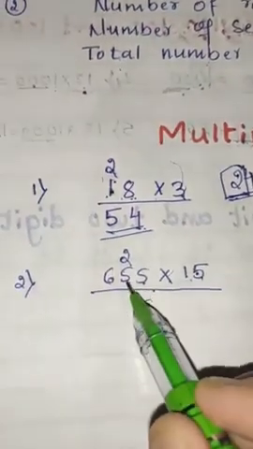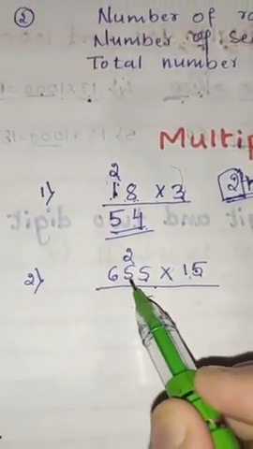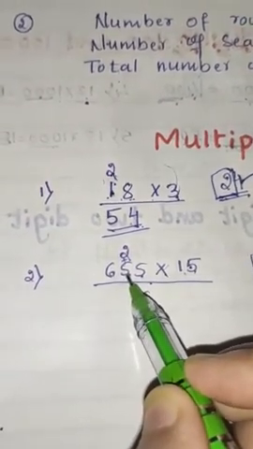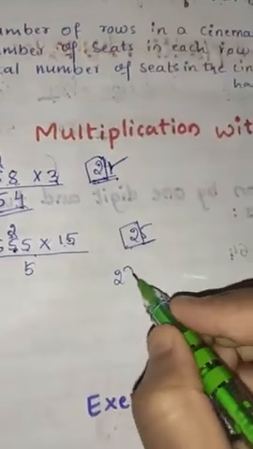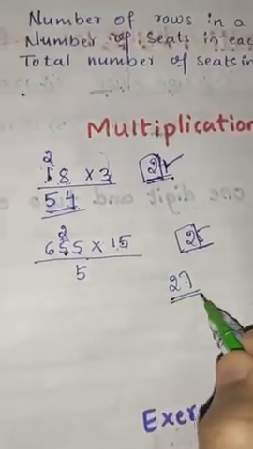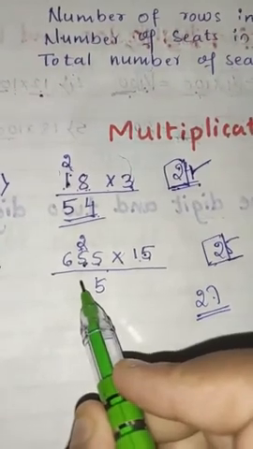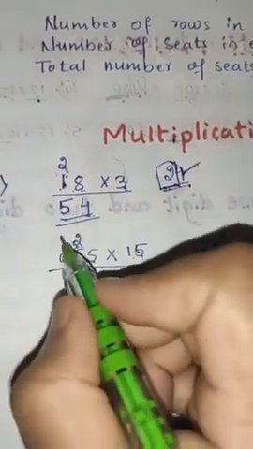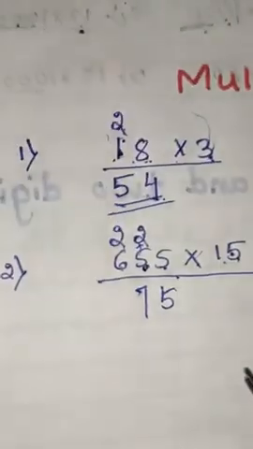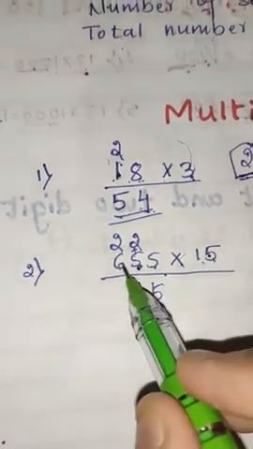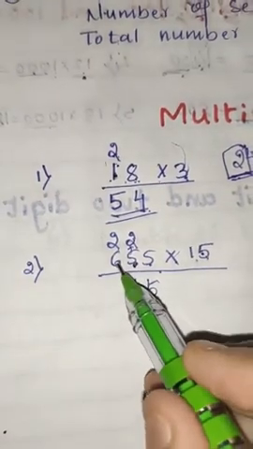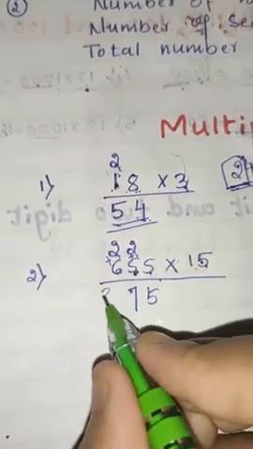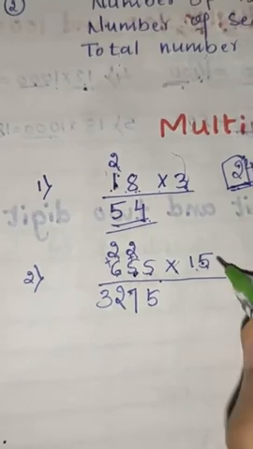Now 5 5s are 25. 25 plus 2. How much is it? Yes, it is 27. How to write 27? Like this. We can't write both digits in a single place. What we have to do? Yes, we'll write this 7 here, and this left number will carry over to the next place, that is to the 100th place. Yes. Now 5 6s are how much? 30. 30 plus 2. How much? 32. We'll write here 32. Yes, we have finished with this first number.